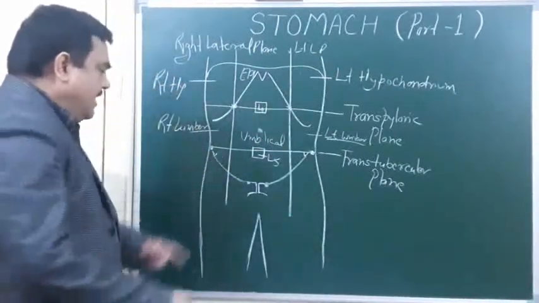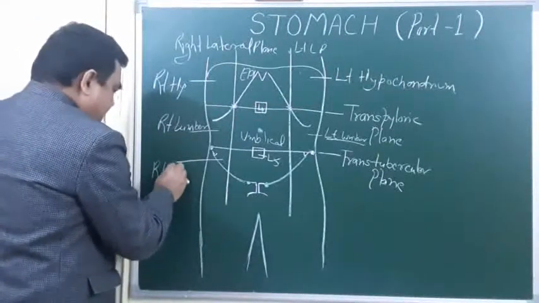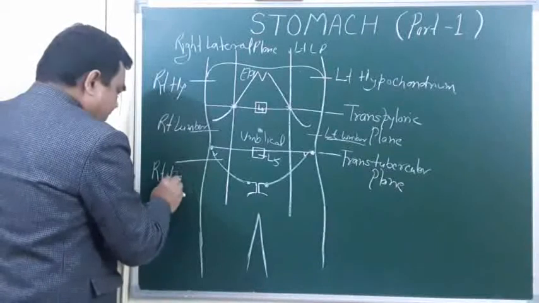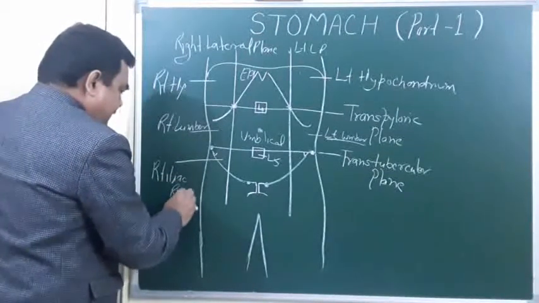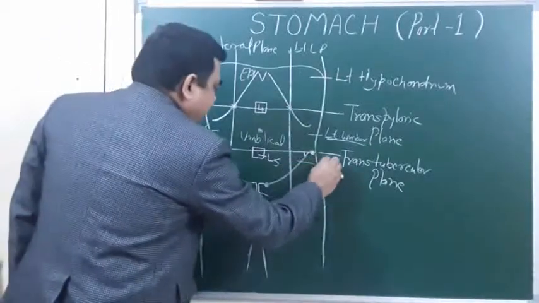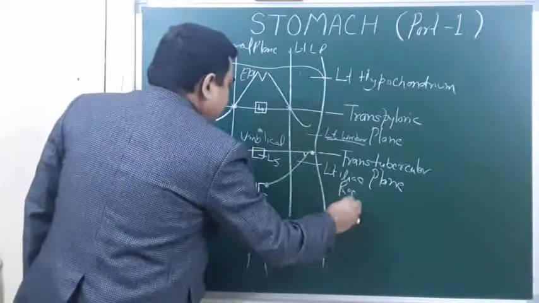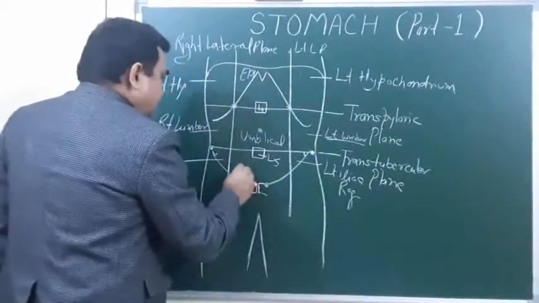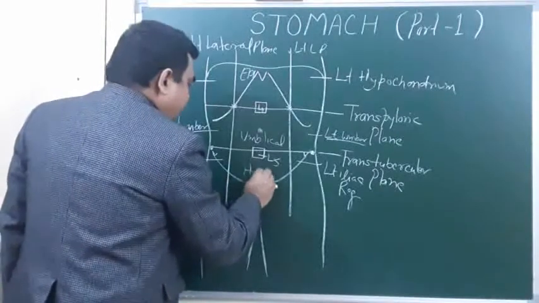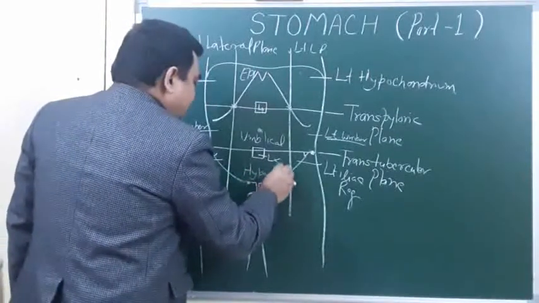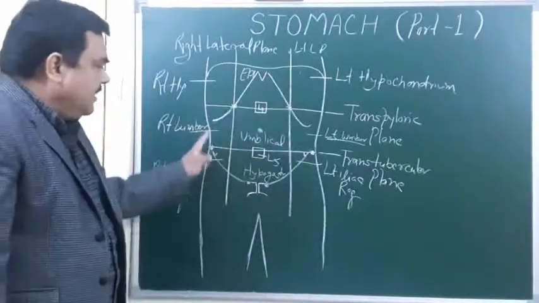And this is the right iliac region, the right iliac fossa. This is the left iliac region, and this is the hypogastrium. So these are the nine regions.